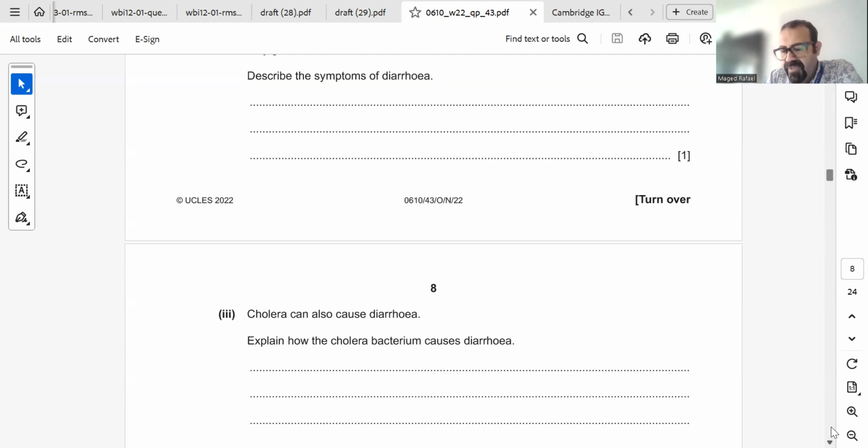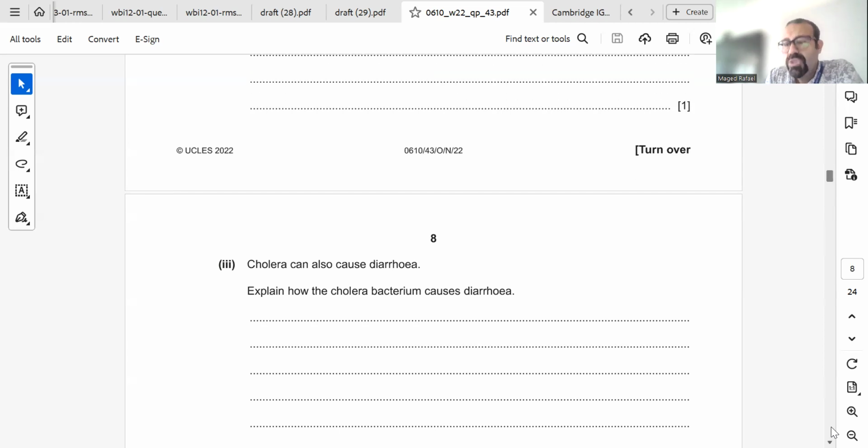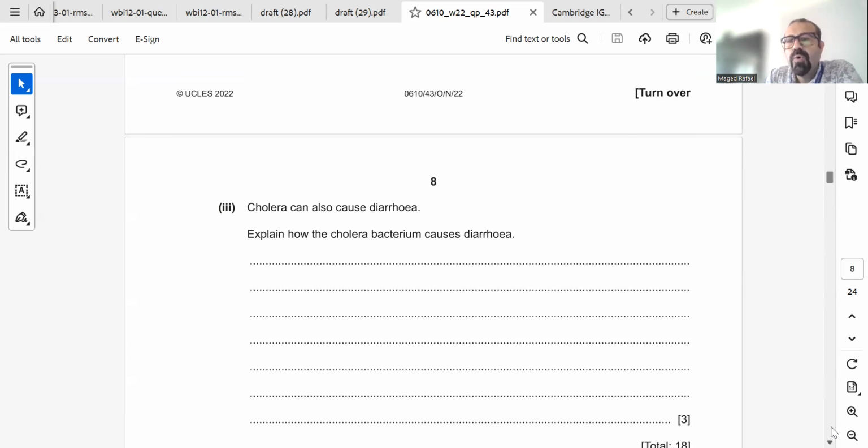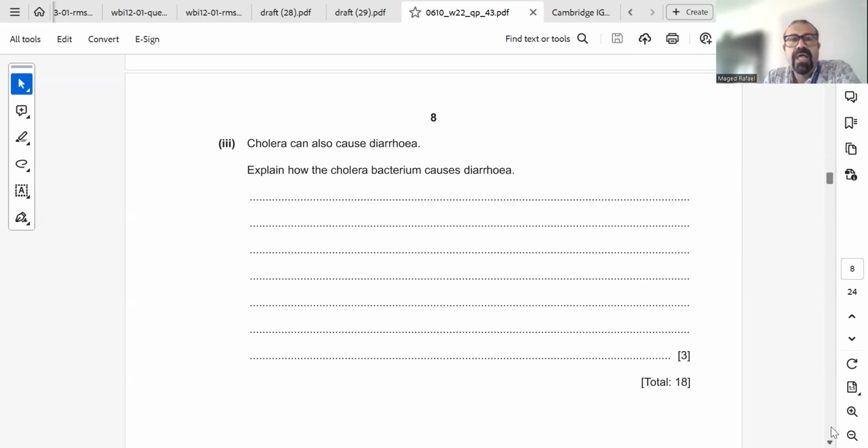What are the symptoms of diarrhea? Loss of watery feces. It is 1 mark. Exactly. Loss of watery feces. It is 1 mark. Please don't chat too much. 1 mark only.